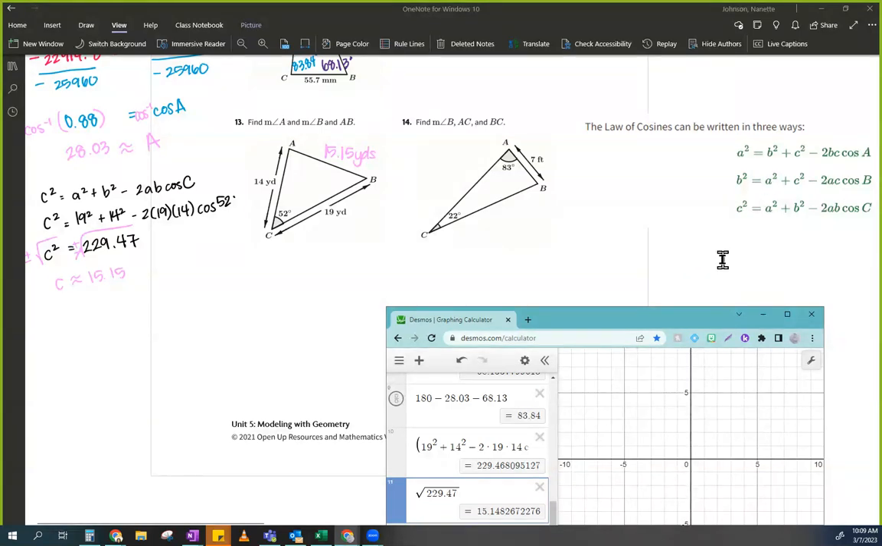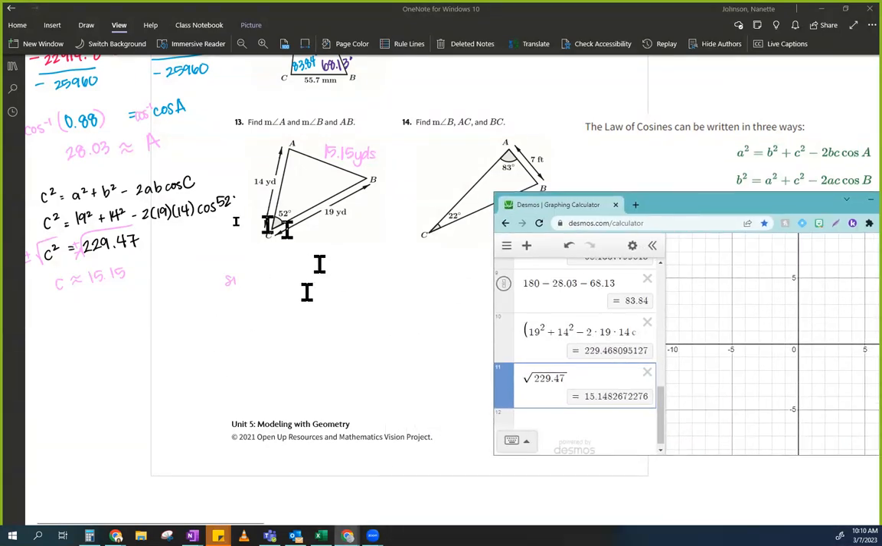But I'm going to go over here and put sine of 52 degrees over 15.15 yards is equal to, let's do sine of A over 19. Then I'm just going to solve this equation for A. So you're thinking, how do I get rid of sine? You've said it several times, so I think you guys are comfortable with it. But first I need to multiply by 19, right? So then I get 19 sine 52 over 15.15 equals sine A, right?